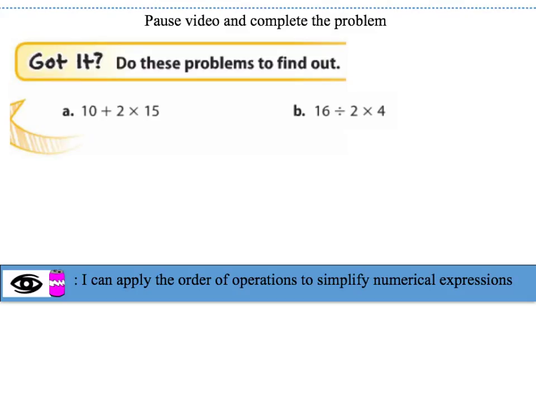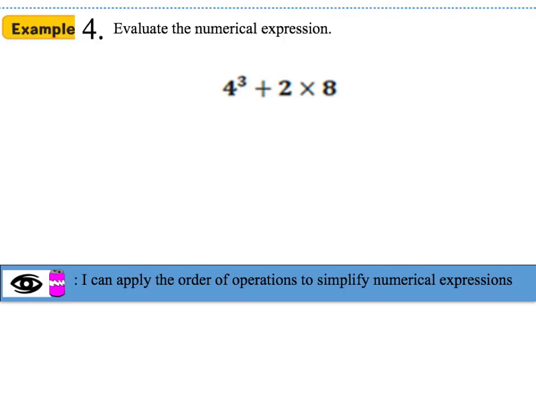Notice that this got it problem has two different parts. It has got it problem A and got it problem B. So in example 4, they're asking us to evaluate the numerical expression, and once again we know this is a numerical expression because it has numbers and it has operation signs. I'm going to use GEMMA to help me solve this problem.